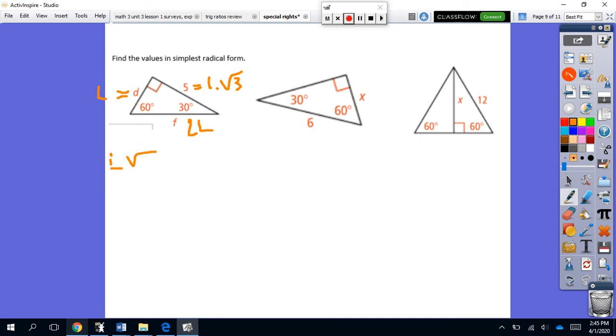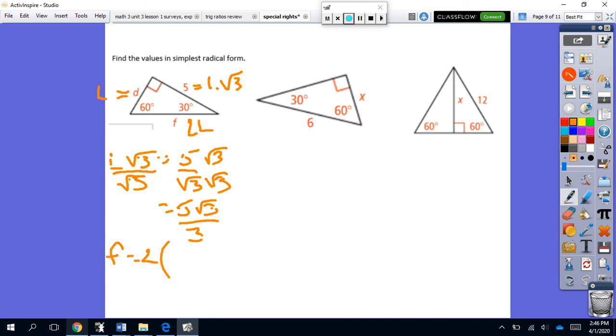So L square root of 3 equals 5. So I have to divide by square root of 3. And I can't leave it like that, so I multiply by square root of 3 over square root of 3. So L is going to be 5 square root of 3 over 3. So since D is L, D is 5 square root of 3 over 3. Now what about F? F is 2L, so 2 times 5 square root of 3 over 3.